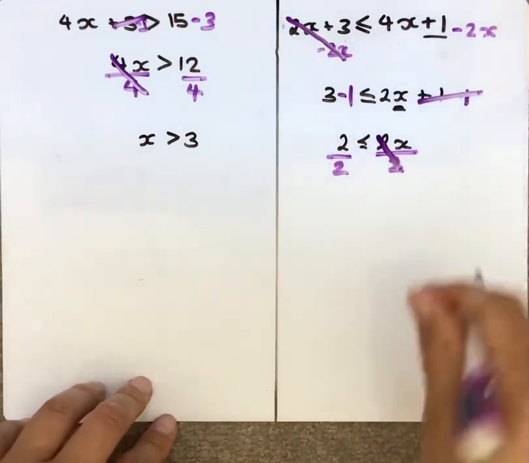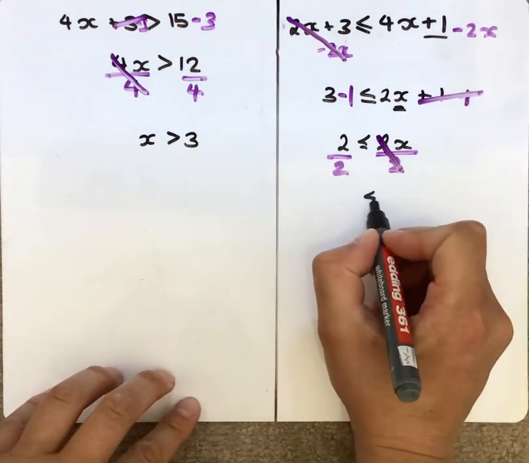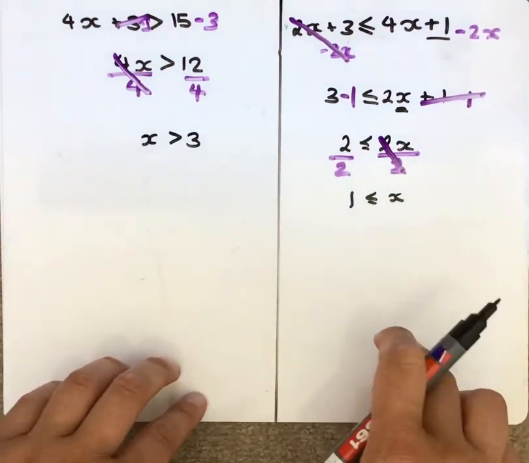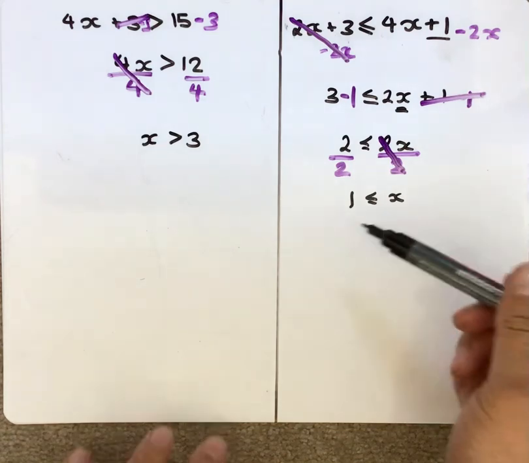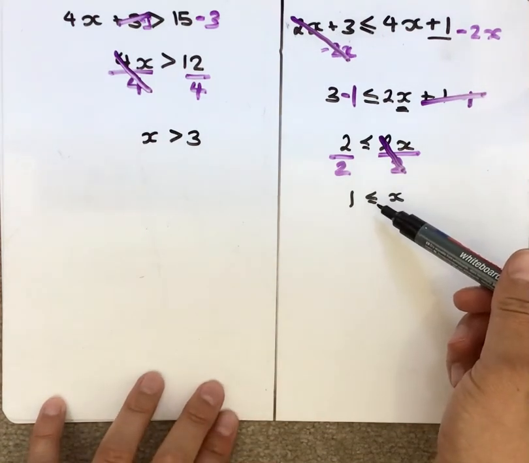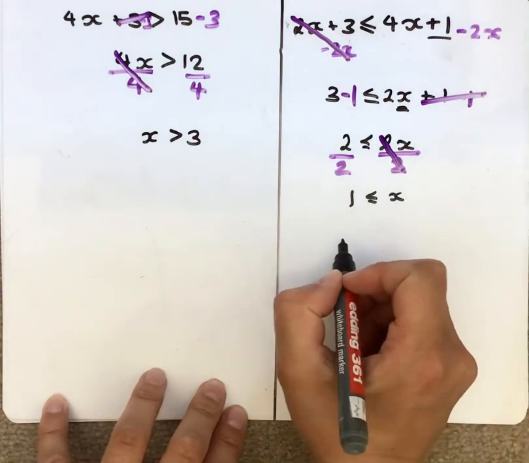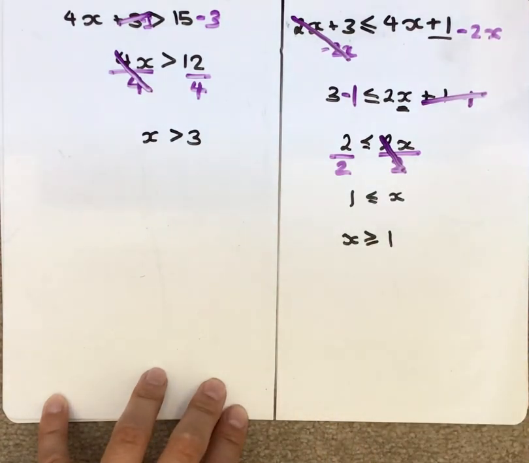So my times and my divide by 2 cancel. So I have x on the right hand side, and 2 divided by 2 is 1 on the left hand side. Now that looks a little bit weird like that, because that is saying 1 is smaller than or equal to x. We'd normally write that the other way round. X is bigger than or equal to 1.